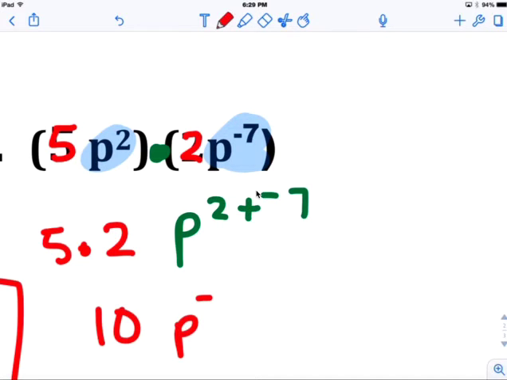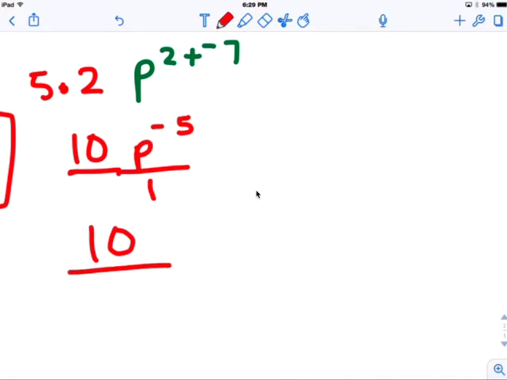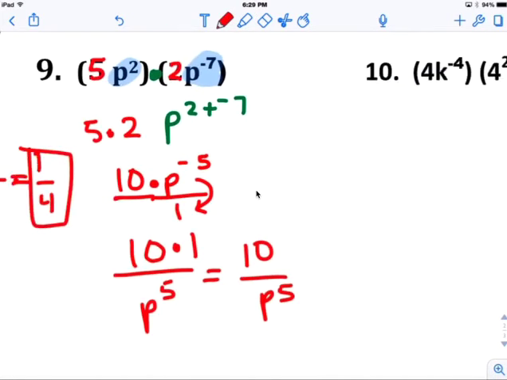P to the negative 5. You cannot have a negative exponent. It's not simplified. So put a 1, flip it. So 10 over p to the 5th power. Put this at the bottom, 1. So 10 over p to the 5th power. That's your answer.